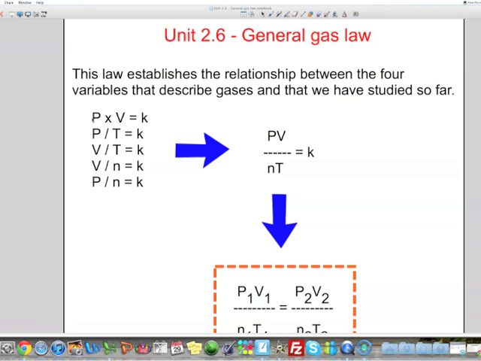So since we know that P times V always remains constant, P over T gives us a constant relationship. V over T, same thing. V over N, again the same story. And P over N, again the same thing. So since all of these ratios remain constant, if we put them all in relationship to each other, we obtain something like this. Pressure times volume over number of moles times temperature, still in Kelvin, will remain constant. So this whole relationship again is a constant ratio.